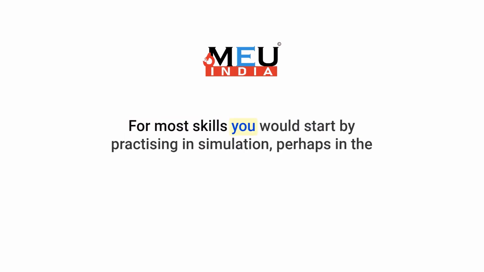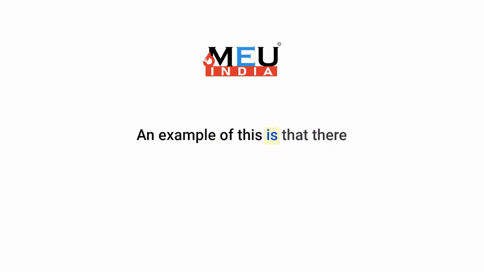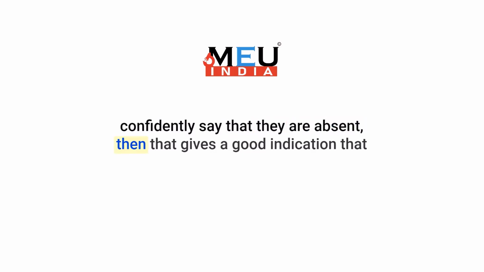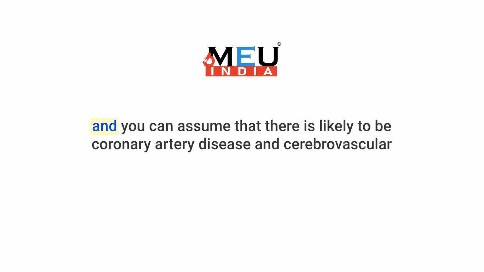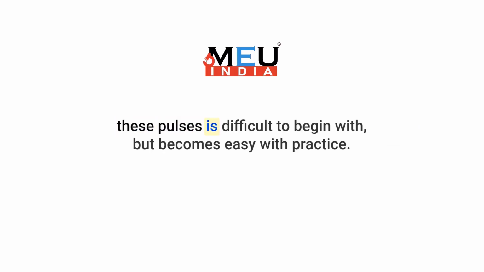For most skills, you would start by practicing in simulation, perhaps in the skills labs, perhaps on your friends and family. An example of this is that there are 2 main pulses in the feet that you need to be able to feel. If you can confidently say that they are absent, then that gives a good indication that there is peripheral vascular disease with a risk of gangrene and amputation. And you can assume that there is likely to be coronary artery disease and cerebrovascular disease too, increasing risk of a heart attack or a stroke. Feeling these pulses is difficult to begin with, but becomes easy with practice.